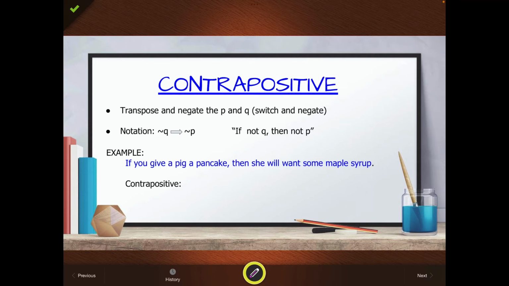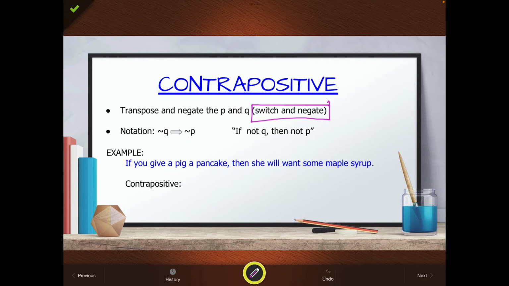All right, moving right along. The last one we're going to look at is the contrapositive. And if you notice, it is the longest word out of the three, and it means we have to do the most to it. That's how some people remember it. It's the longest word, so it has the most to do in it. So we transpose and negate the P and the Q. So we're going to switch and negate your hypothesis and conclusion. We're going to switch and negate. And again, those would be the key words that I would memorize to go with contrapositive.